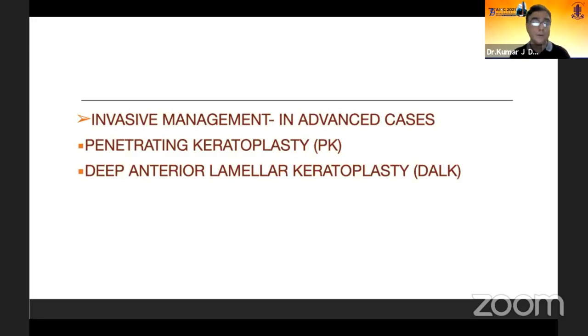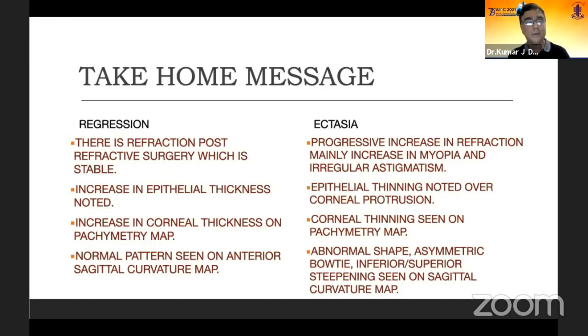As for invasive management, the worst case scenario, if the cornea becomes really, really thin, is PK, which is not done anymore, but now DALK would be another good option. So the take-home message here would be, in regression, the post-refractive refraction remains quite stable, so the patient may get some percentage of the number back. There is an increase in epithelial thickness and an increase in corneal thickness. So you have to check the pre-op data and the post-op data, and a normal pattern is seen on the topography.